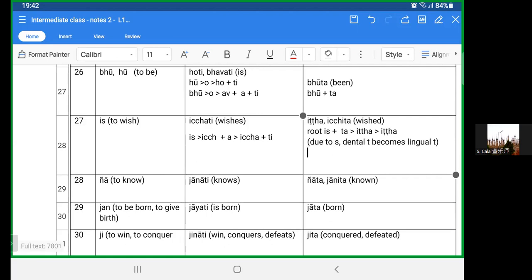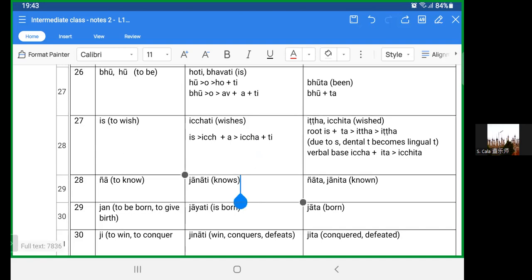It's very easy. How do you get icchita? Icchita is the same. Iccha plus ita. What is the verbal base? The verbal base is iccha. Iccha plus ta. No, not ta only. You need to put the ita. Then it becomes icchita. Okay. All right. So next one.